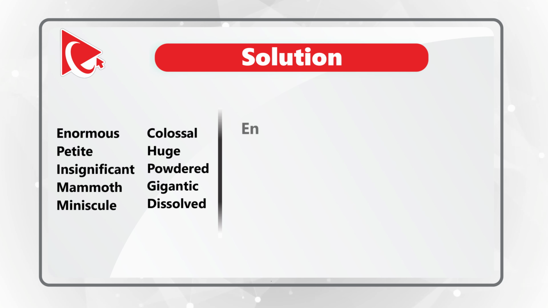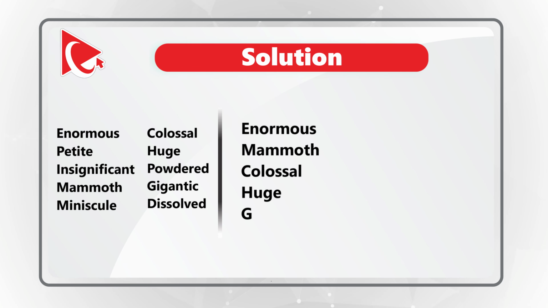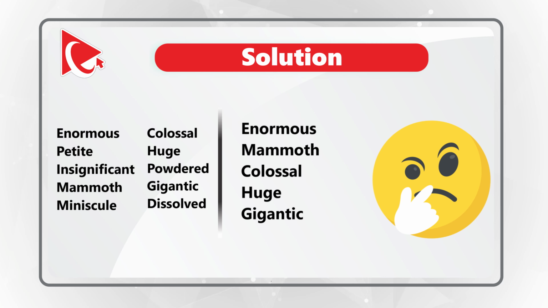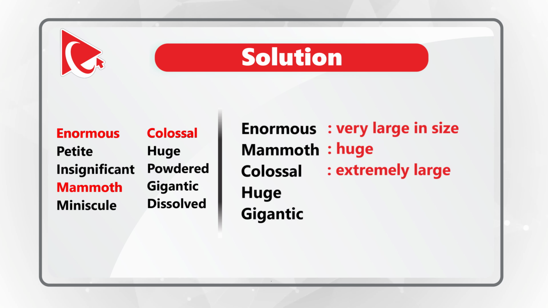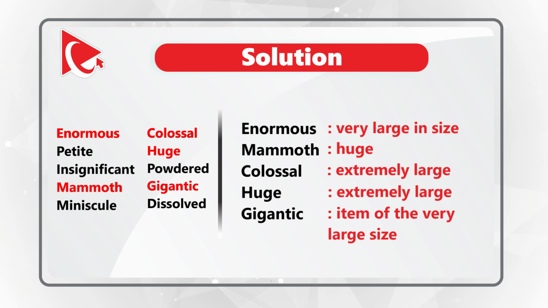The words enormous, mammoth, colossal, huge, and gigantic are similar in definition to the word large. Enormous means very large in size. Mammoth means huge. Colossal means extremely large, as the word huge has a similar meaning of extremely large. And finally, the word gigantic means an item of a very large size.